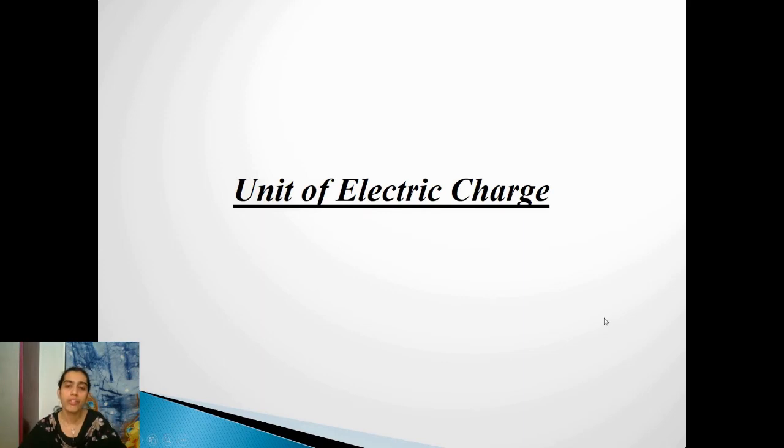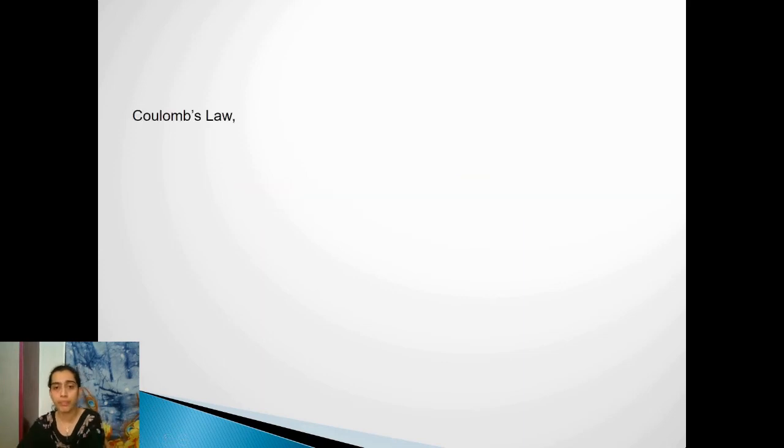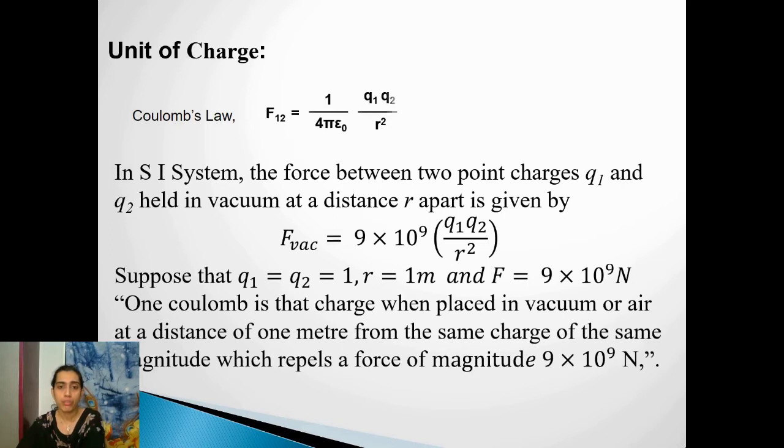Let's define the unit of electric charge using Coulomb's law. Unit of charge is of course 1 Coulomb, right? So according to Coulomb's law, force is equal to 1 by 4 pi epsilon naught Q1 Q2 divided by R square. In the SI system, assume that the charges are held in vacuum, the distance of separation between them is 1 meter, and the magnitude of both the charges is 1, right? Then just replace the value of this 1 by 4 pi epsilon naught. You can see it in this equation.